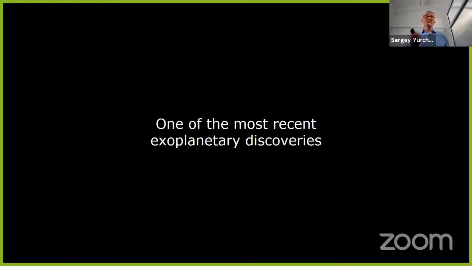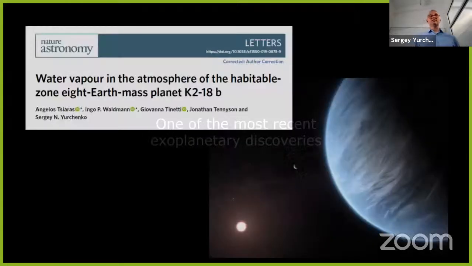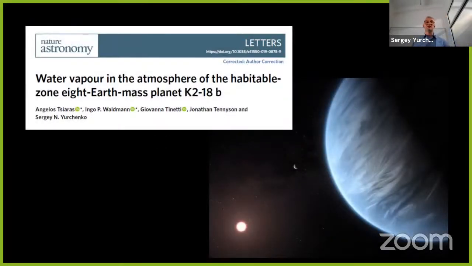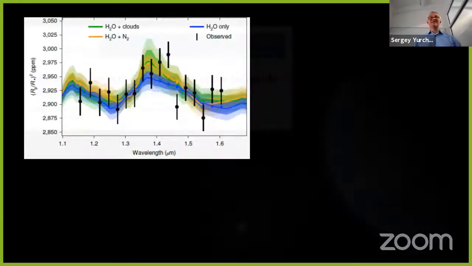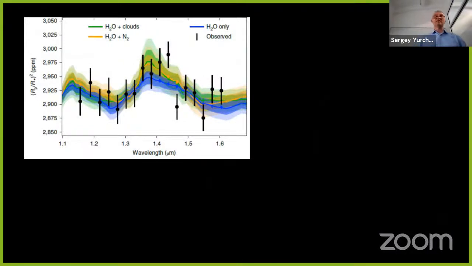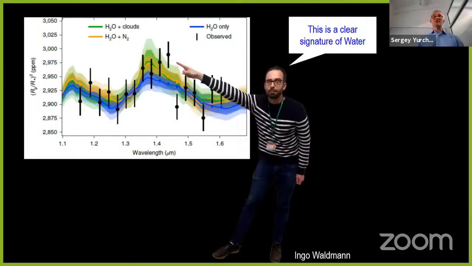And one of the most recent exoplanet discoveries that we participated in was the water vapor in the atmosphere of the habitable zone 8 Earth mass planet K2-18b. And here's again the spectrum. The points represent the observations. Everything else comes from our model. And this is one of the modelers, Ingo Waldmann, showing this is a clear signature of water.